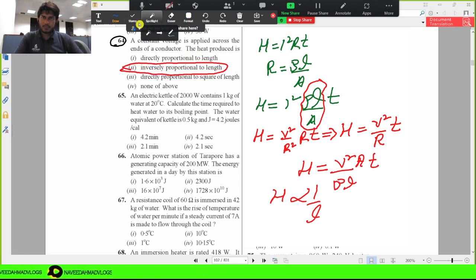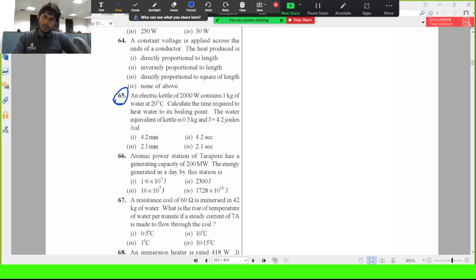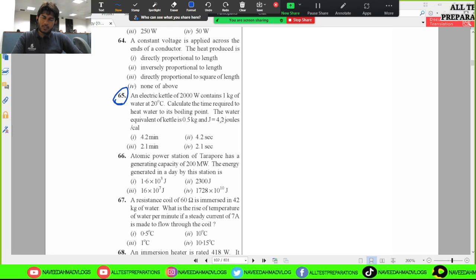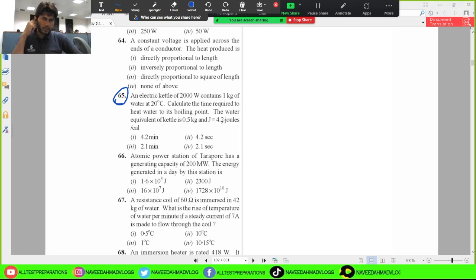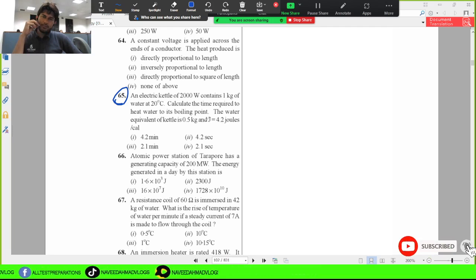Next MCQ, number 65. An electric kettle of 2000 watt contains 1 kg of water at 20 degrees C. Calculate the time required to heat water to its boiling point. The water equivalent of the kettle is 0.5 kg, and the relation given is 4.2 joule equal to 1 kg. Actually the relation is 4.18, but here they have given an approximation. So we need to find the time.